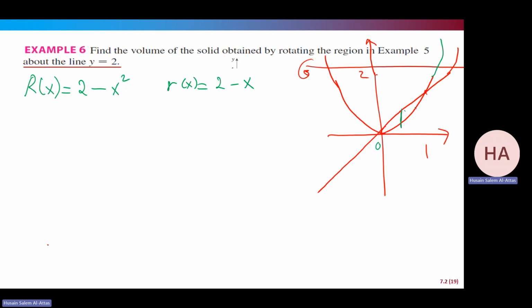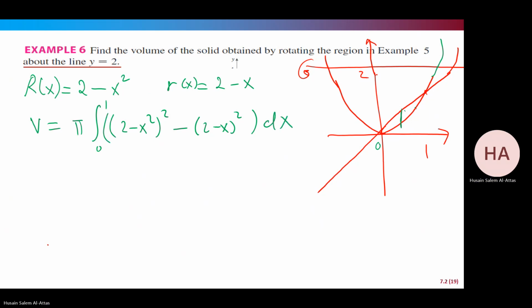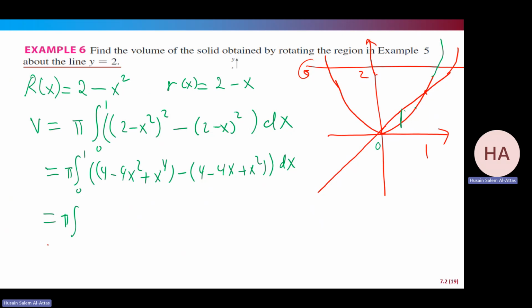Now we'll do the calculation. V, the volume, is the integral from 0 to 1 of (2 minus x squared) squared minus (2 minus x) squared, dx. Let me do the calculation. From 0 to 1, that will be 4 minus 4x squared plus x to the power 4 is the first one, minus, inside the parentheses, 4 minus 4x plus x squared, dx, from 0 to 1.